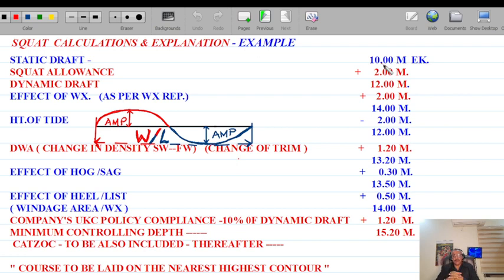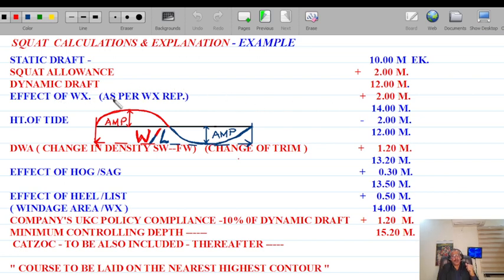I'm giving an example with respect to the speed of transit of 10 knots, to help us understand, because speed is a very important factor. So static draft is 10 meters, with the speed taken as 10 knots, a round figure for us to understand this very clearly. The squat allowance as per your calculation is, let's say, 2 meters. So the dynamic draft in this case becomes 12 meters. It is to be added.